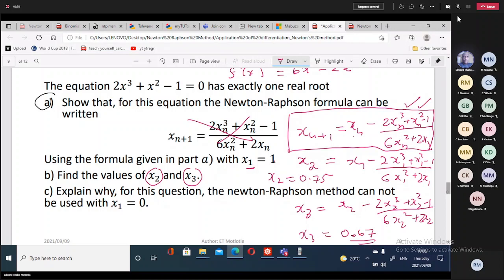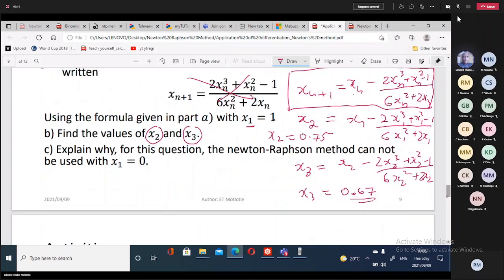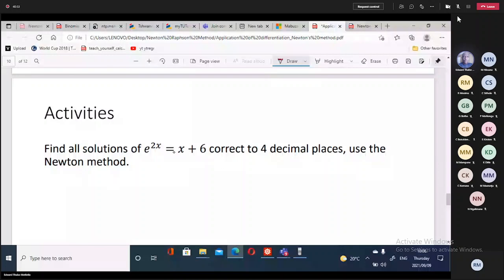Now, explain why for this equation the Newton-Raphson method cannot be used with x1 equal to 0. Please see that because of the use of 0 and the fraction we need a solution. Find the solution of x to the power 3 equals x plus 6 correct to 4 decimals using the Newton-Raphson method. Here, basically what I wanted to illustrate is that sometimes they can give you a problem without giving the initial value. You see here, we don't have an initial value.